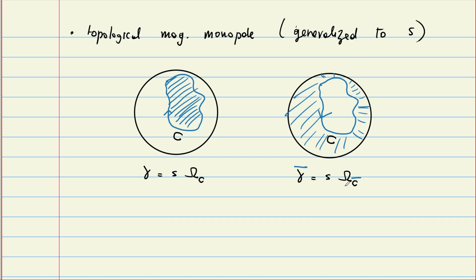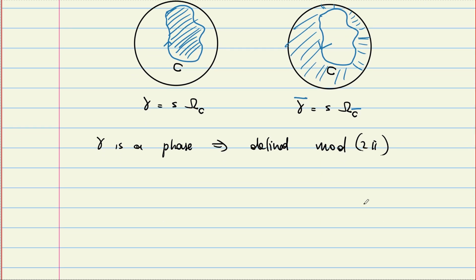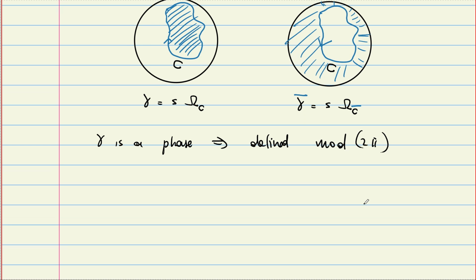But the Berry phase is a phase, right? Gamma is a phase, which means it is defined mod 2 pi. That's the meaning of a phase, because a phase comes with e to the i something, and if that is shifted by 2 pi, you wouldn't know the difference. Then this gamma should be equal to this gamma bar modulo 2 pi. We require this because nobody would know the difference.